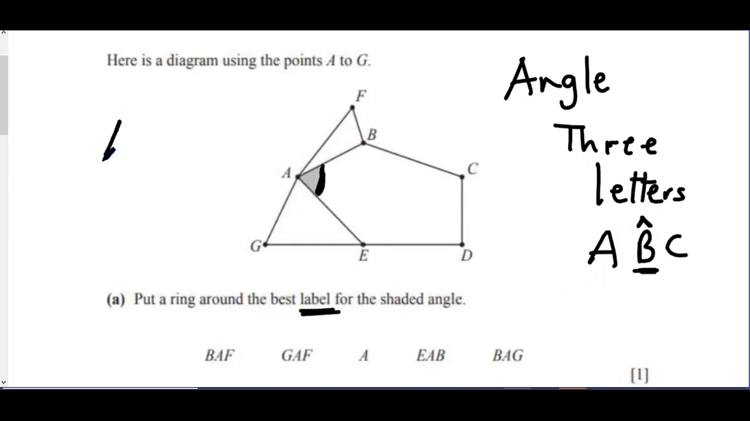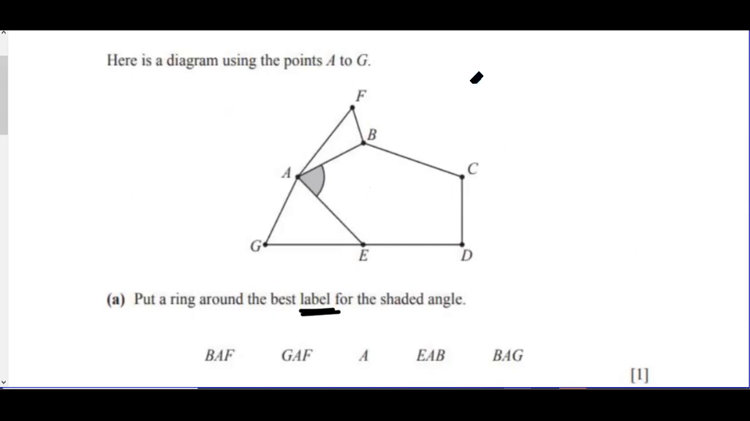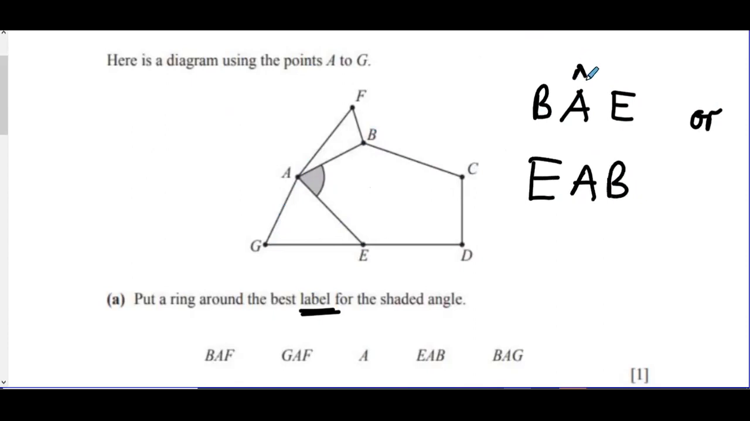We don't say A. We never say A. We use 3 letters. If you use 1 letter or 2 letters to label an angle, then you are slashing your marks away. So the correct label for the shaded angle will be either BAE, or you say EAB. And you put this symbol here, an inverted V, to mean that you are talking about the middle letter, and this symbol you see there means angle.